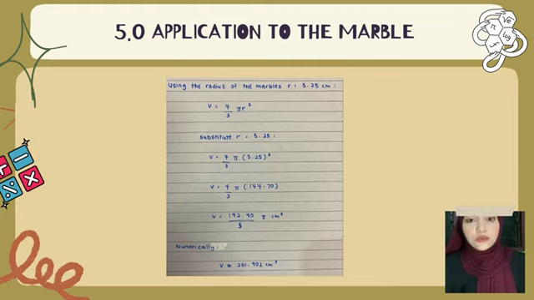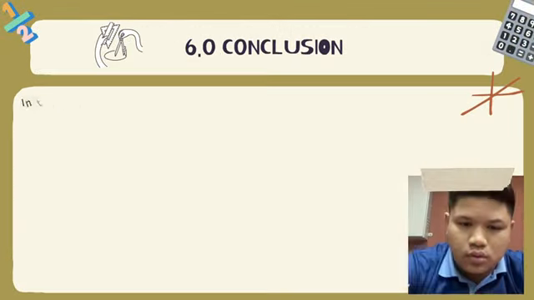Replace pi with 22/7 and calculate 192.93 times 22/7, and the answer is 606.36. Then 606.36 divided by 3, and the final answer is 202.12. 202.12 is the volume, in cubic units.